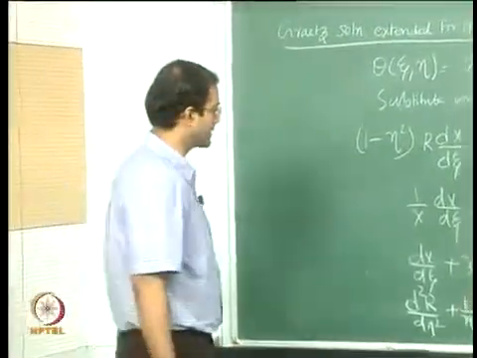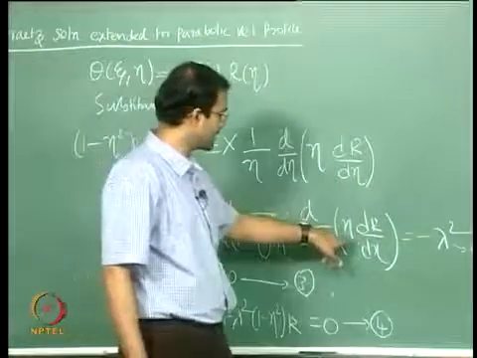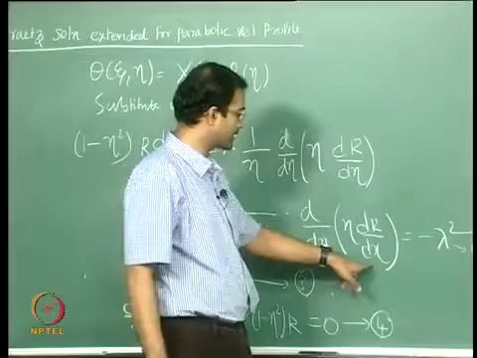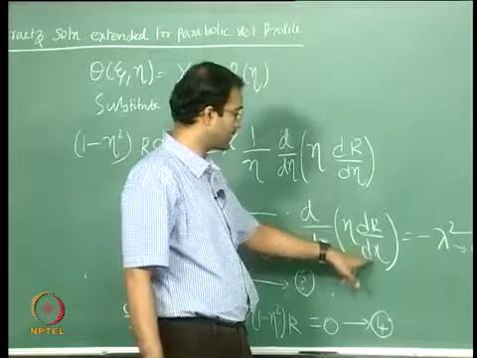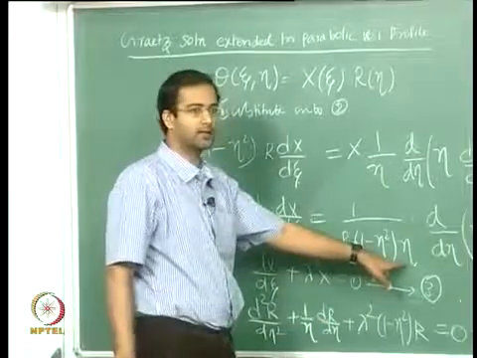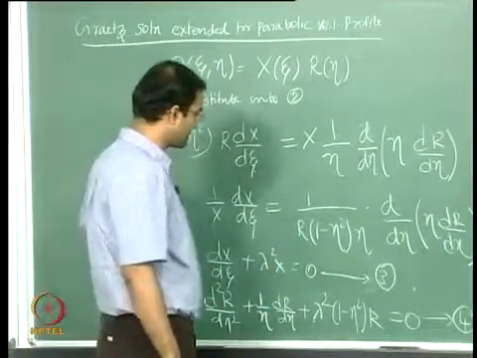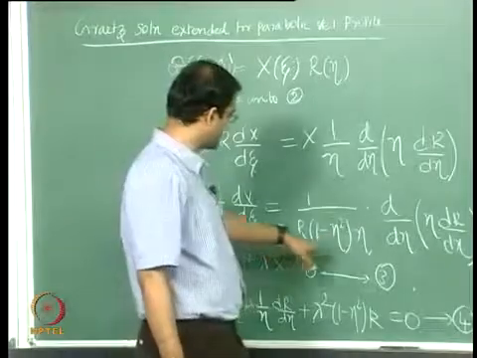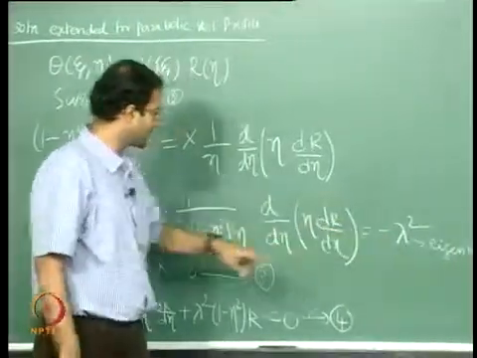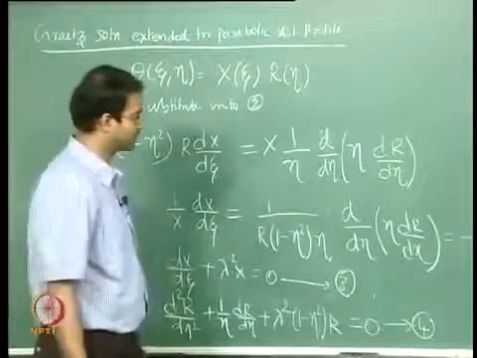So I just expanded this term right here. So this is eta into d square R by d eta square plus dR by d eta into 1. That is what I did, and I already have eta at the bottom, so I divide everywhere by eta, and so you have this term lambda square into R into (1 minus eta square).